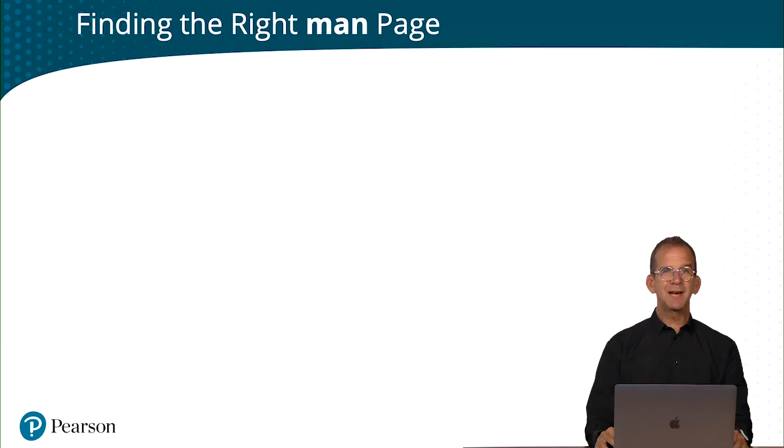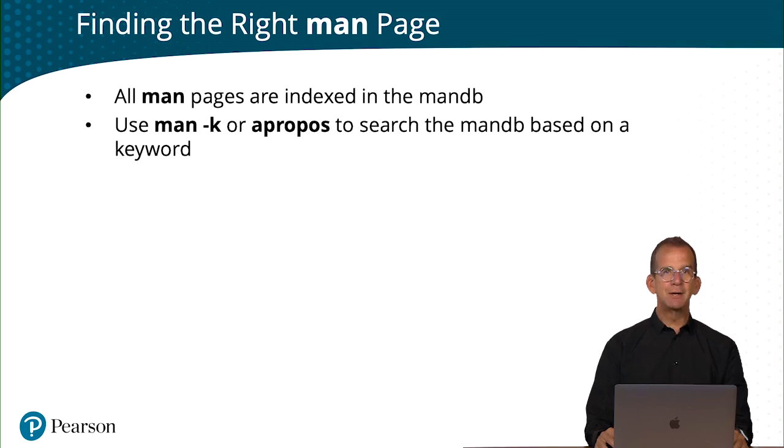Now, using man is convenient, but what are you going to do if you don't know what command exactly you are looking for? Well, in that case, you should know that all man pages are indexed in the ManDB. And you can use man -k, or alternatively, the apropos command, to search the ManDB based on a keyword. And that's convenient if you don't know which command to use, but you do know the keyword.